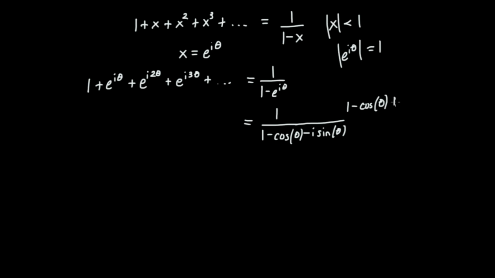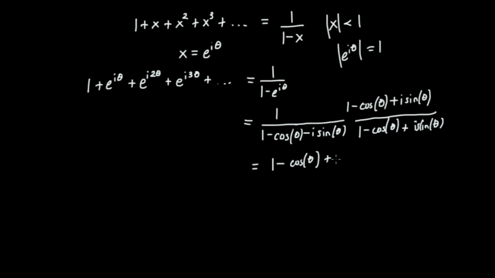Now just flip the sign of the imaginary part, so I'm going to have plus i times sine theta. And I'm going to multiply both top and bottom by that, 1 minus cosine theta plus i times sine theta. And on top I get the same thing, 1 minus cosine theta plus i times sine theta.